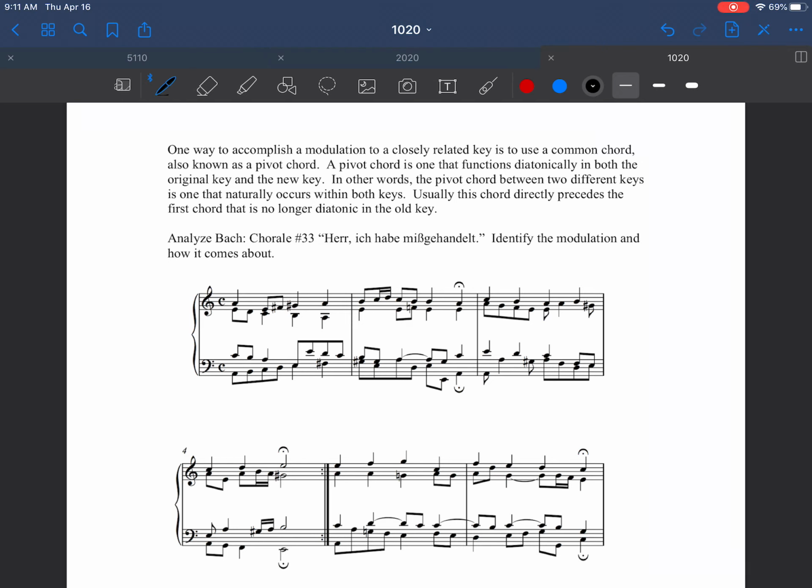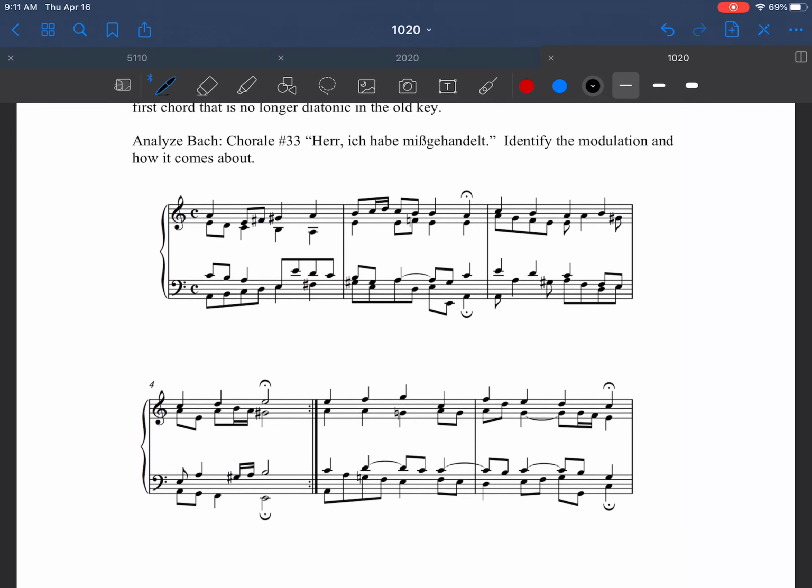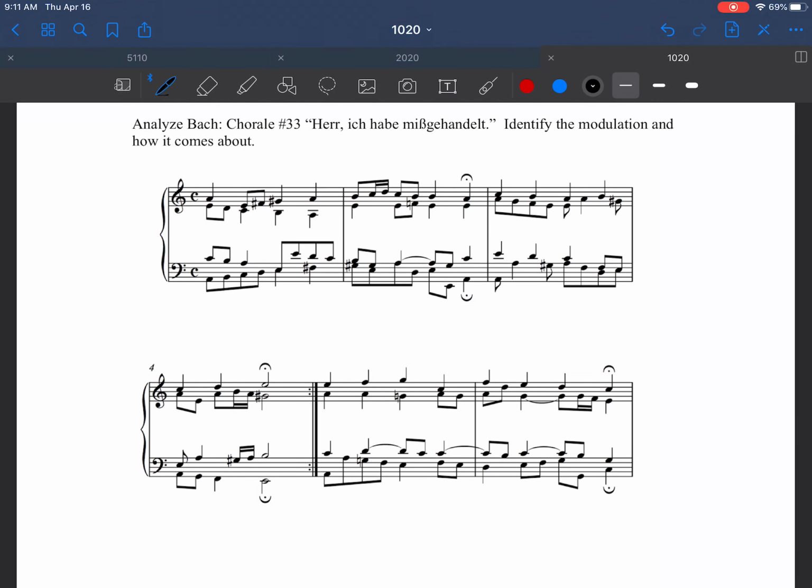So we'll now analyze this Bach chorale. I'll play you a recording first of the excerpt that you have, and then we'll talk through it.